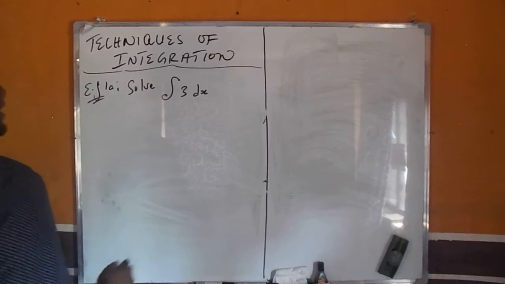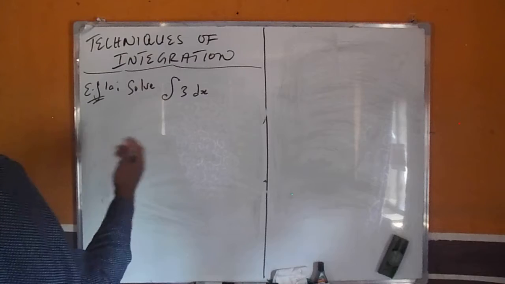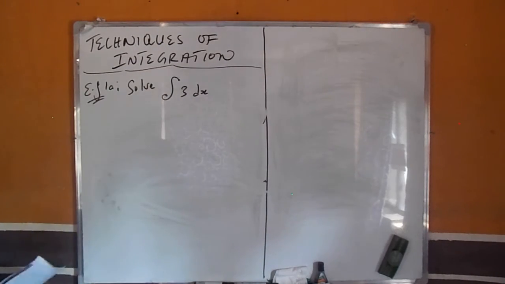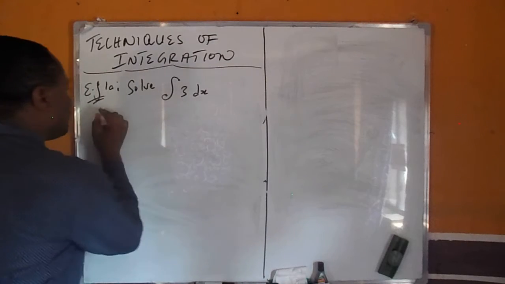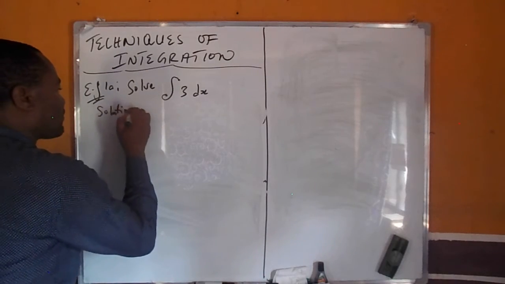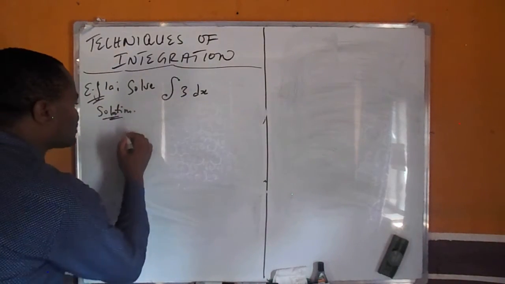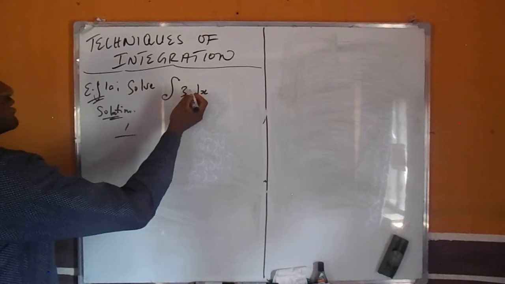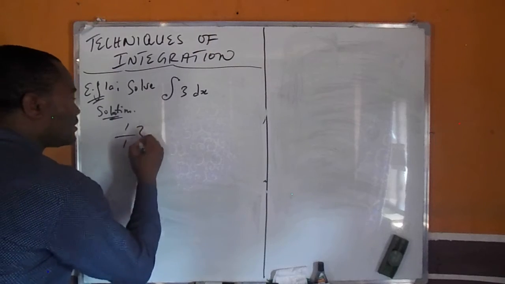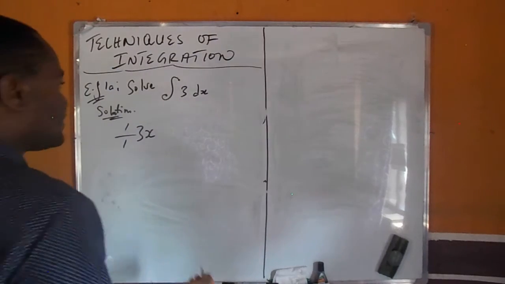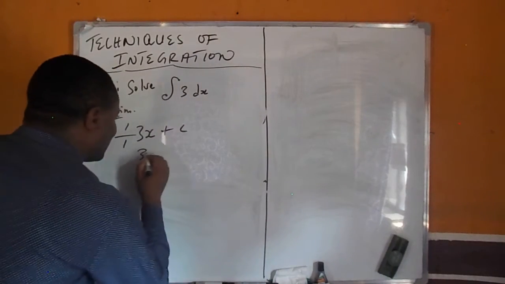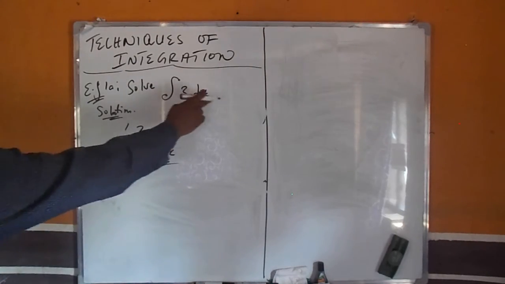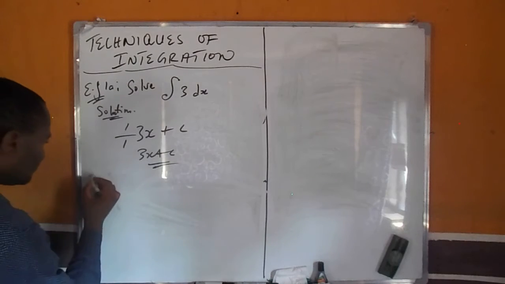What will integral 3 dx going to give us? This integral 3 dx, nothing is here. We say solution. Integral 3 dx will give us 1 all over, what is here? Nothing, 1, 3x. Now give us 3x plus c, which equals 3x plus c. That is the integration of 3 dx.